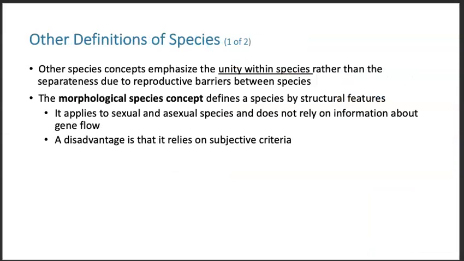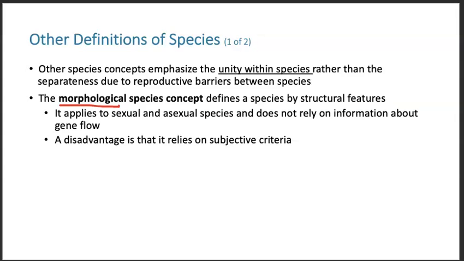So let's look at some other ways that biologists use the definition of species and how it applies to things like the polar bear example. And we're going to go into some more complicated examples too. Other species concepts tend to emphasize unity within a species rather than separateness. The biological species concept emphasizes separateness, but the morphological species concept emphasizes unity. Remember that morphology is the way something looks. So the morphological species concept defines species by the way they look, by their structural features. This applies to both sexual and asexual species, which is good. It also doesn't depend on information about gene flow, which can make things pretty complicated.